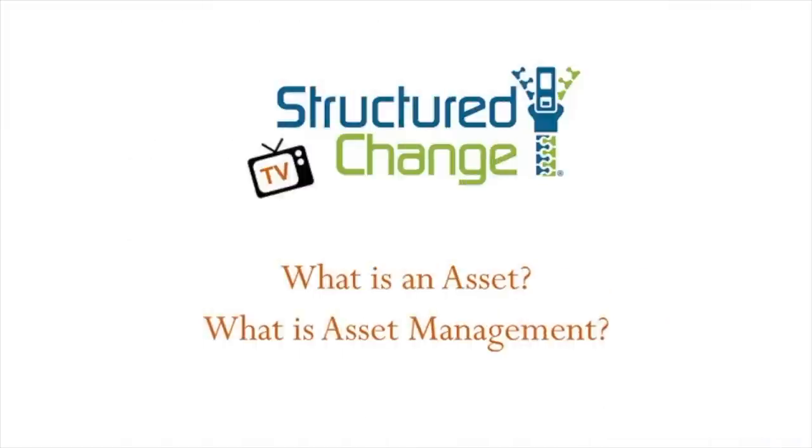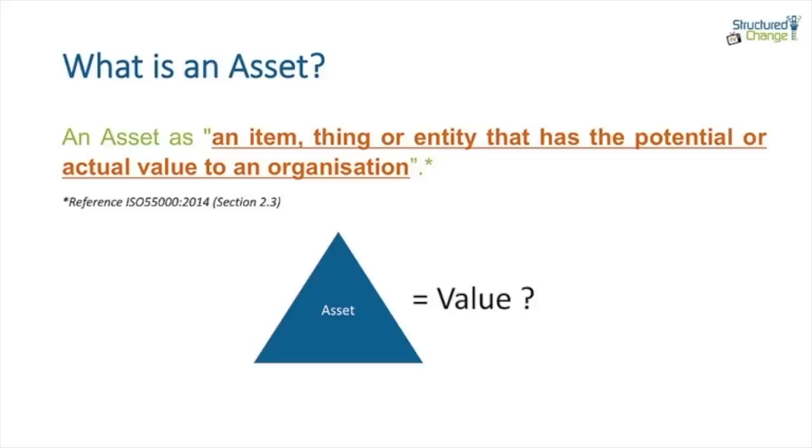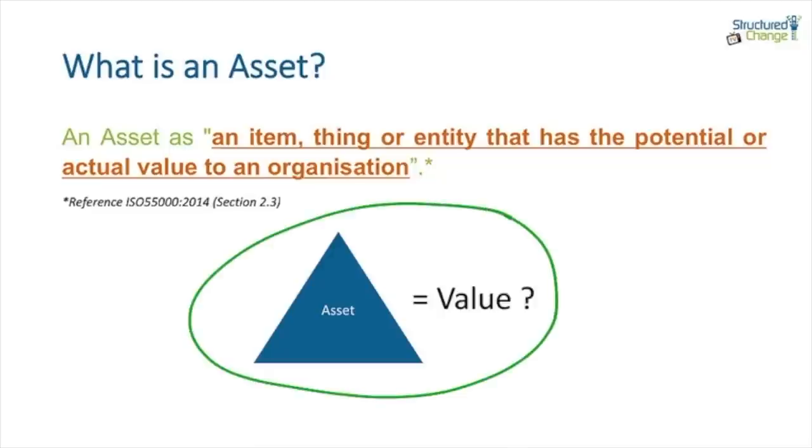Okay, so let's take a look at these two questions. What is an asset and what is asset management? The example that you'll see throughout this presentation, I feel, is quite simple to understand. And hopefully at the end of it, you'll realize just how straightforward asset management really is. So if we first of all take a definition of what is an asset, as you can see here, an item, thing, or entity that has the potential or actual value to an organization. So I think that's a pretty friendly statement. Anything that helps deliver value to an organization, okay?